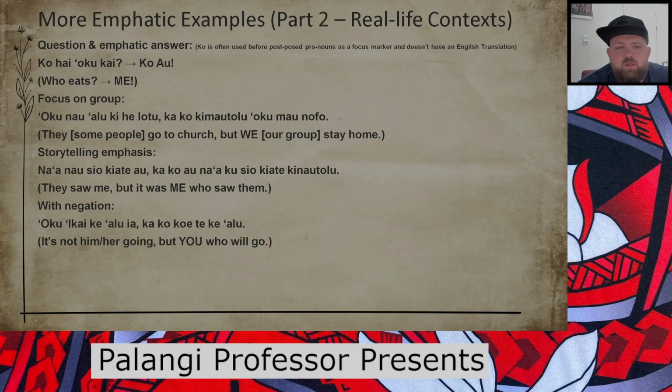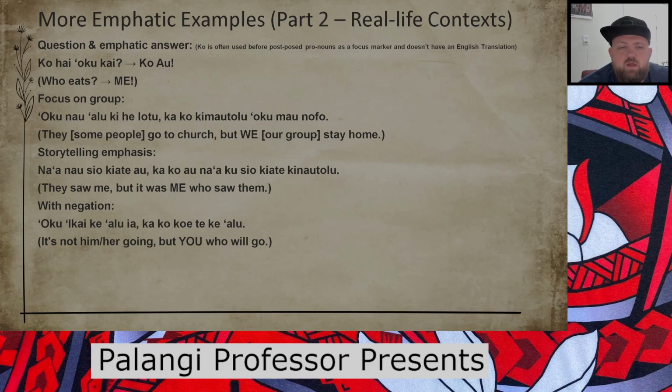Looking at some storytelling emphasis. Na nausio ki ateao, kakoao, na akusio ki ate. They saw me, but it was me who saw them. So again, because me is after, basically in this version of this sentence, kakoao is a clause without a verb in it. So we're going to use a postposed pronoun. So na nausio ki ateao is one clause.